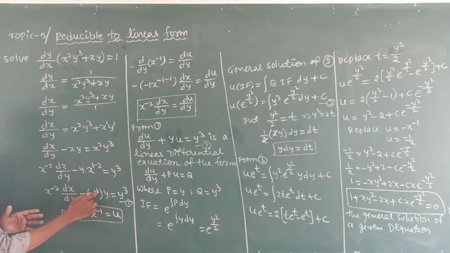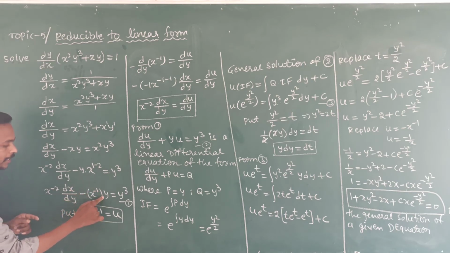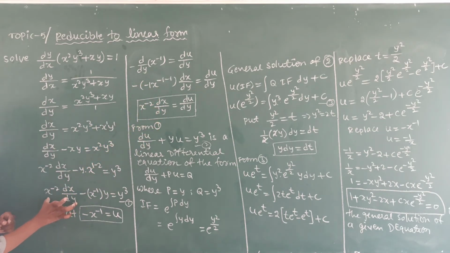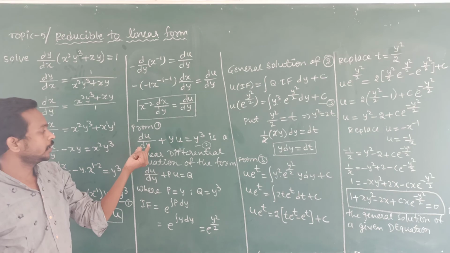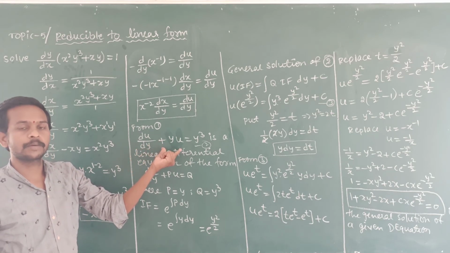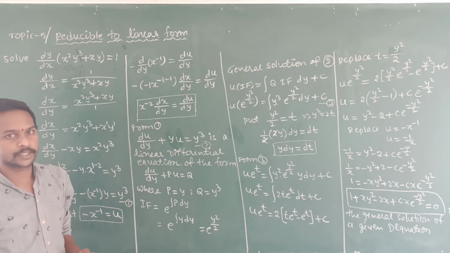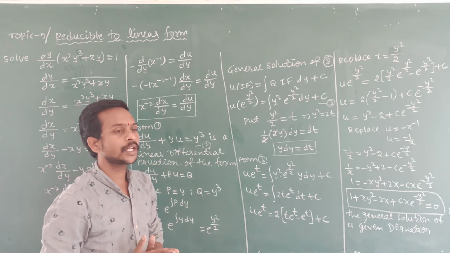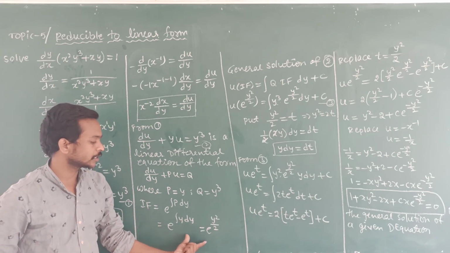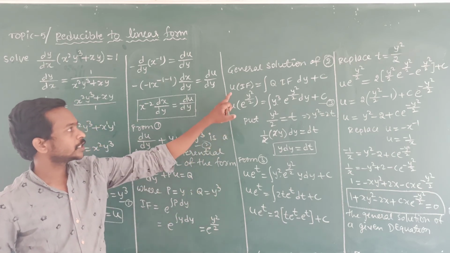Now we have to substitute minus x power of minus 1 as u. Then you have to differentiate on both sides, then you will get this term. In place of this term you have to substitute du by dy. Then it will be in the form of a linear differential equation. You know how to solve a linear differential equation from the previous method. First of all, you have to find the integrating factor. Then after that we have the general form.